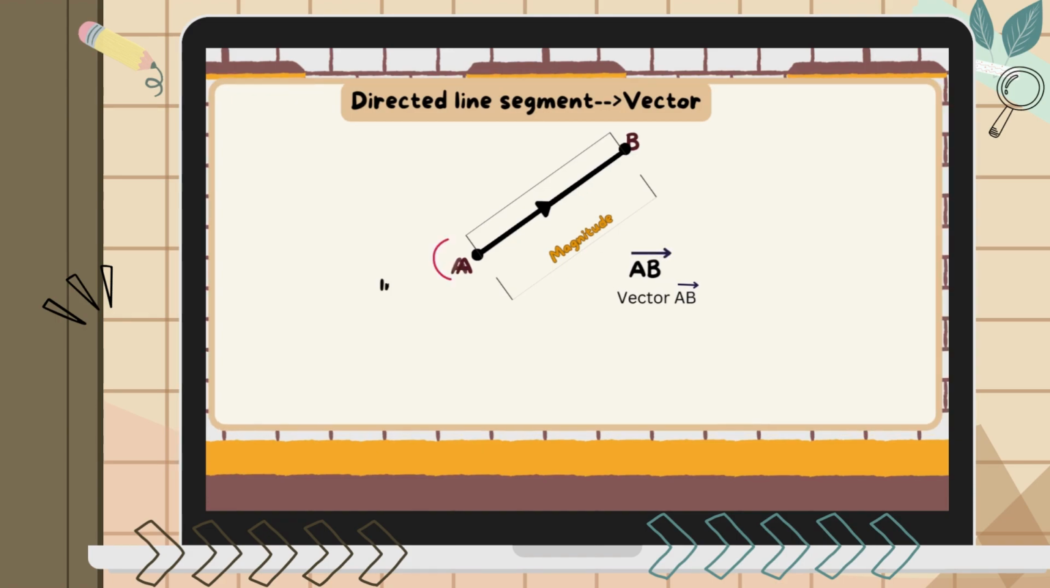The point A from where the vector AB starts is called its initial point, and the point B where it ends is called its terminal point. The distance between the initial and the terminal points of a vector is called the magnitude or the length of the vector. It's denoted as this, and the arrowhead indicates the direction of the vector.